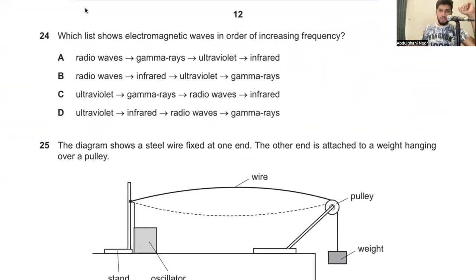Which list shows electromagnetic waves in order of increasing frequency? So they're saying the frequency has to increase, so what happens to the wavelength? Your wavelength will decrease. Right? The wavelength is greatest for radio waves.